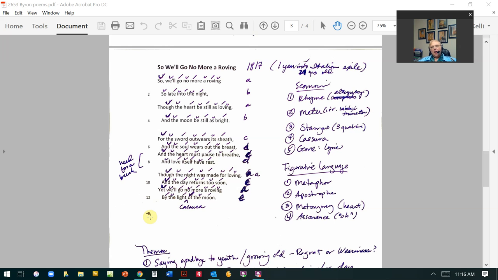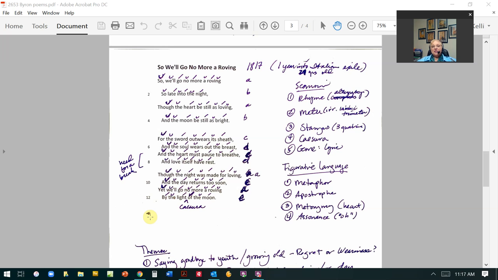Metonymy. Metonymy is where you speak of something, but you only name it by a part of its whole, right? A really good example of that is a sword. Sometimes we'll call a sword a blade. A blade is only part of a whole sword, but sometimes we'll say the sword, right? And so when he says "the heart must pause to breathe," or "the heart be still as loving," you don't love with just your heart. You love with everything you are, but sometimes we just identify it as the heart, right? So again, I think there's a little metonymy there.